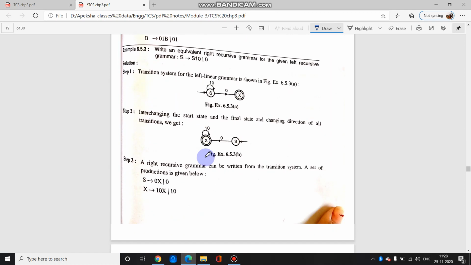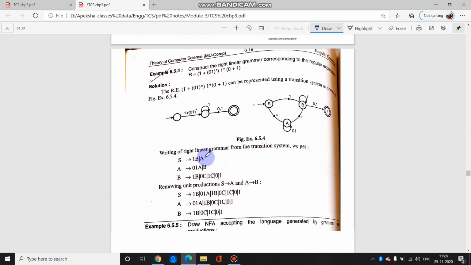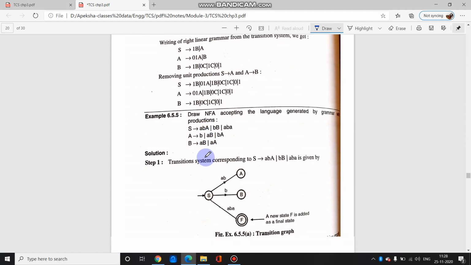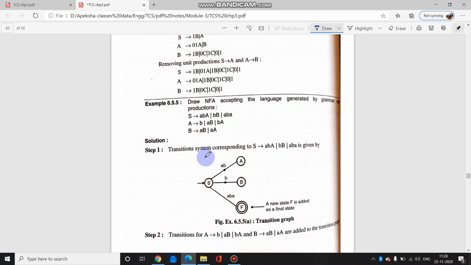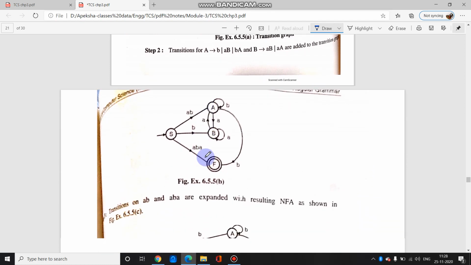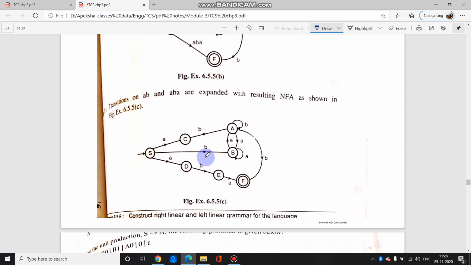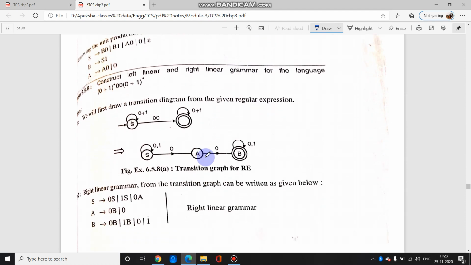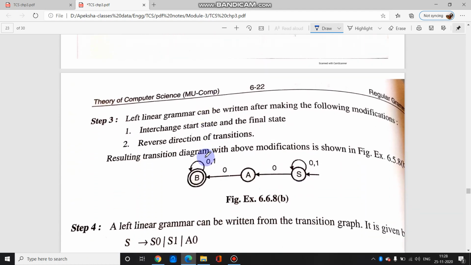Even though it is solved, you still have to practice and submit it to me by tomorrow 12 PM. So please make sure everyone practices this. These examples are very important from the exam point of view, and if any doubt in this, please let me know. Thank you.